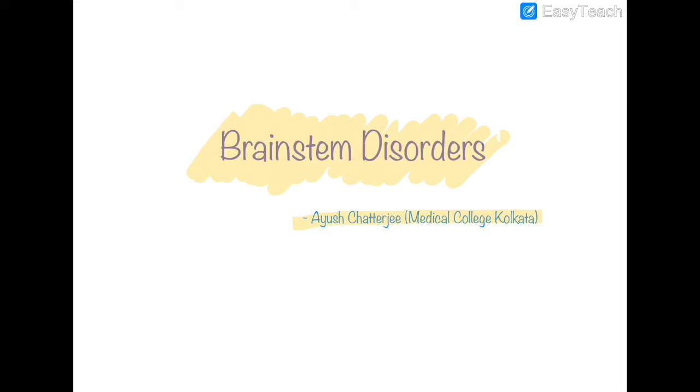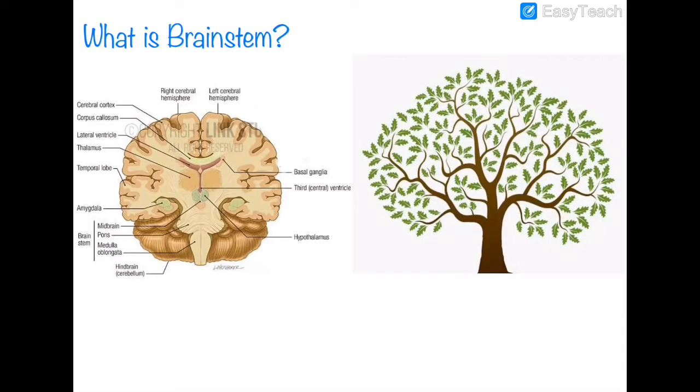Today I am going to demonstrate about the brainstem disorders. So what is brainstem? I have given two pictures. The first one is of the coronal section of brain and the second one of a tree. If I isolate this part from the brain, then this looks exactly like the tree.